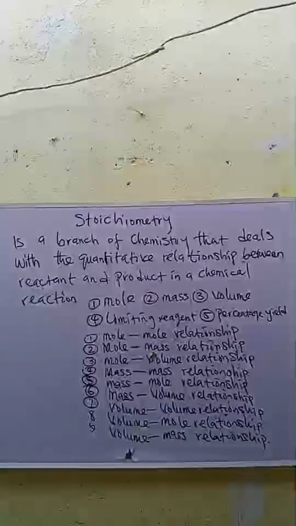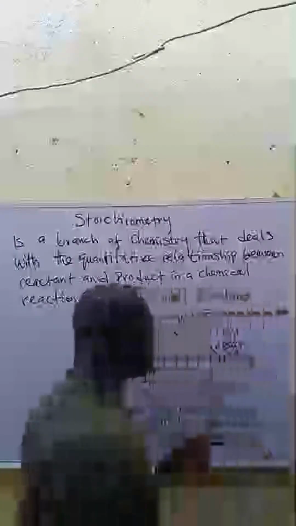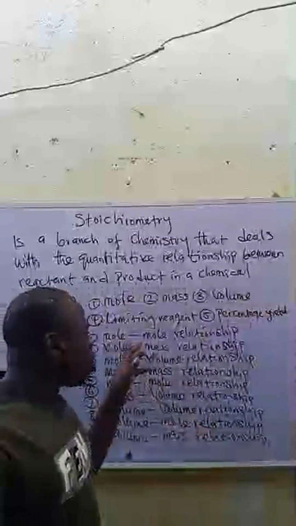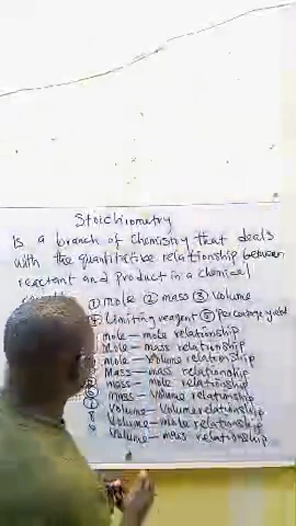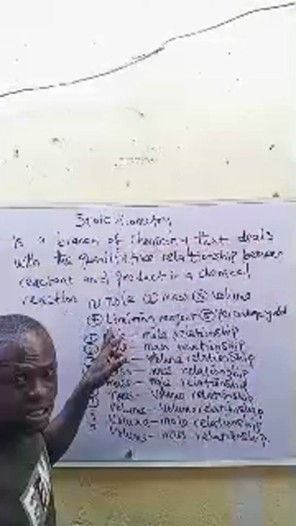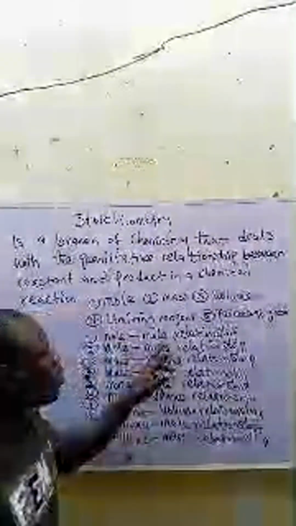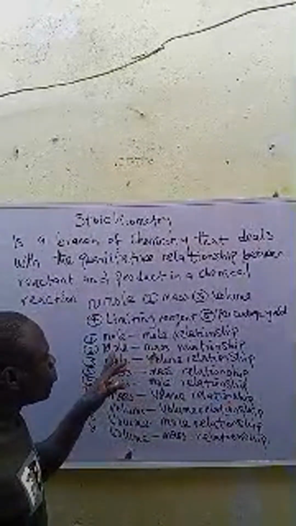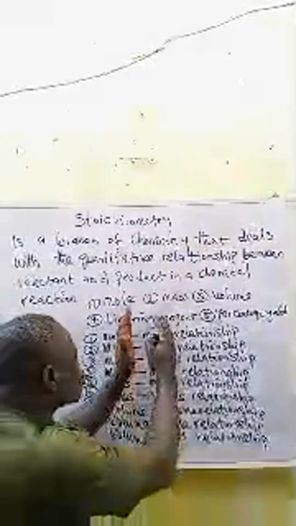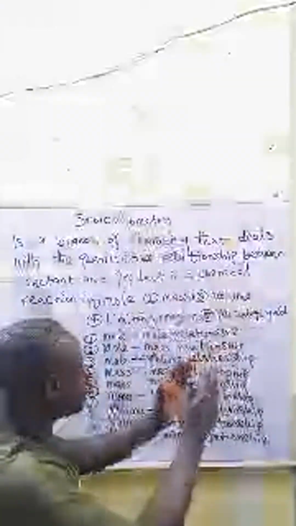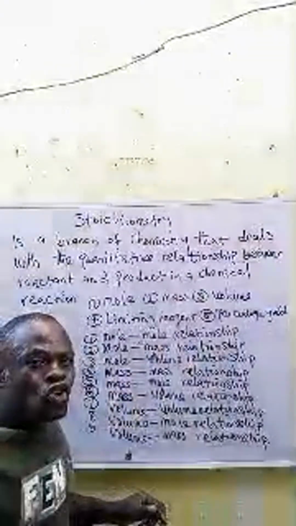Now, this relationship means that this side is what you will be given, and this side is what you will be asked to find. In the mole relationship, you will be given moles of one thing and asked to find the moles of another thing. In the mole mass relationship, you will be given moles of one thing and asked to find the mass. So everything on this side is what you are going to find, while everything on this side is what you will be given.